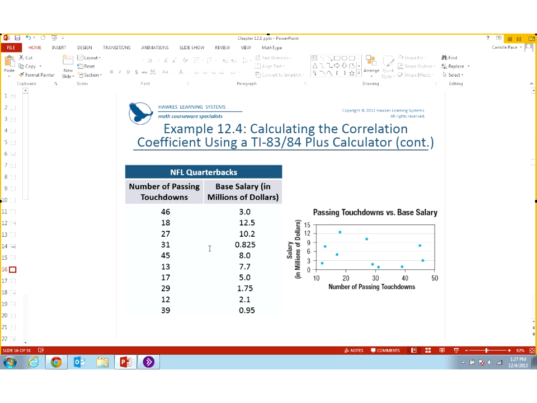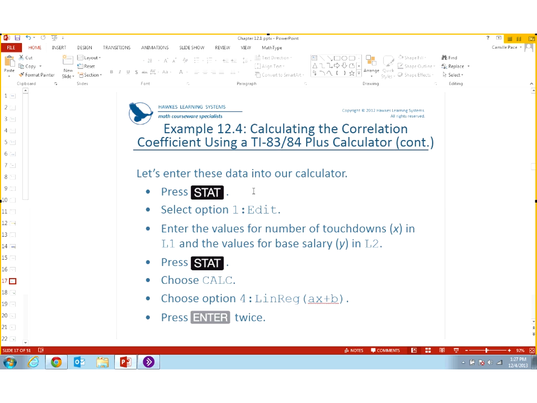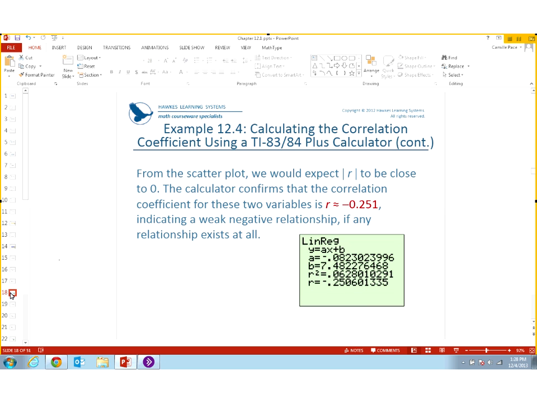Okay. So we see our x-axis is the number of passing touchdowns, and our base salary is our y. To put this in the calculator, go to Stat, go number 1, which is the Edit button. In L1, put your x values, and in L2, put your y values. Press Stat, calculate, choose option 4, and hit Enter twice. This is what it will bring up for you. The only thing you need to worry about right now in this video is the R at the bottom.